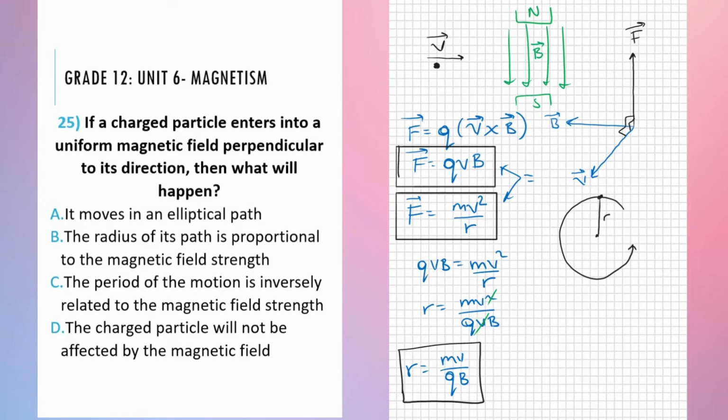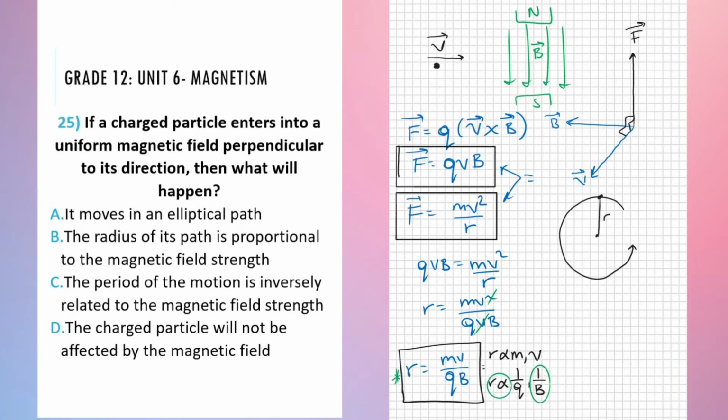A very important thing that you have to identify here is that the radius is proportional to the mass, and it's also proportional to the velocity. Also, the radius is inversely proportional to the charge and inversely proportional to the magnetic field. So if we look at choice B, it says that the radius of the path is proportional to the magnetic field strength. That is not true. We can see right here that the radius is in fact inversely proportional to the magnetic field strength. So choice B cannot be our answer.